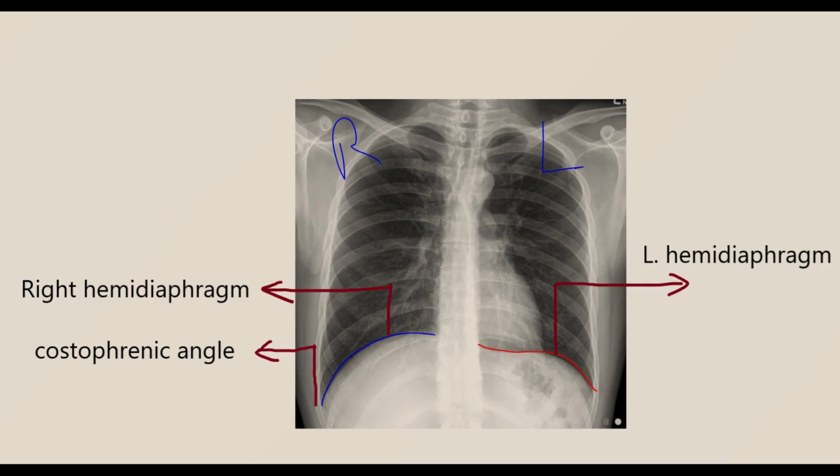D for diaphragm. You can see here right and left hemidiaphragms, and it's normal that right hemidiaphragm is higher than the left one due to presence of liver. You can also see the labeled area here. This is called costophrenic angle.